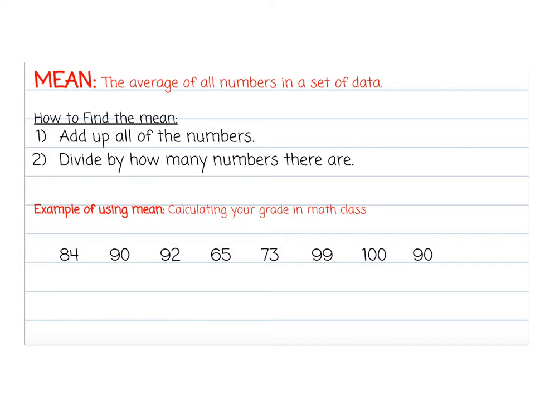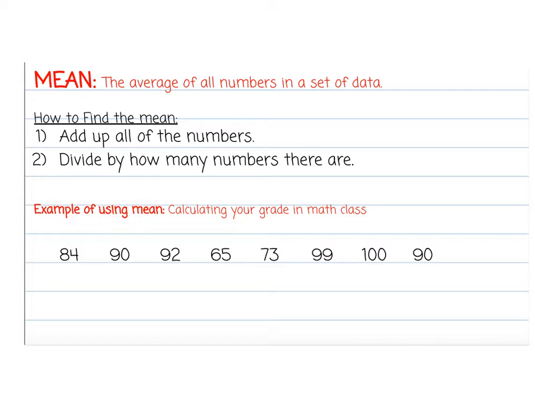Okay, so the first thing that we are going to learn about is the mean. This is the average of all of the numbers in a data set. And here are the steps for how to find the mean. You add up all of the numbers and then divide by how many numbers there are in the set. So if there were 12 numbers, then you would divide the total by 12. If there are 3 numbers, you divide the total by 3.